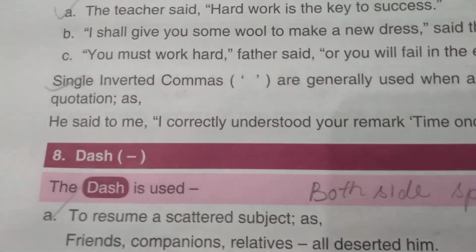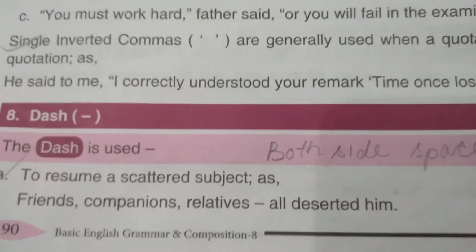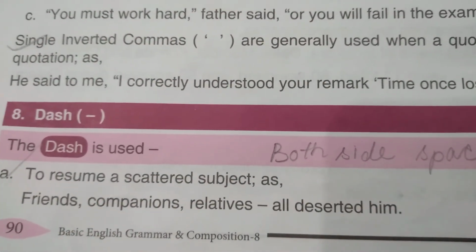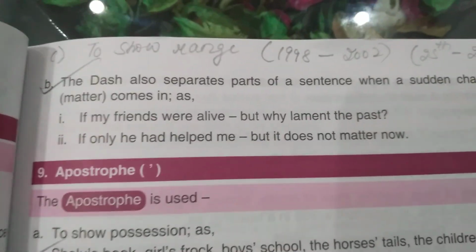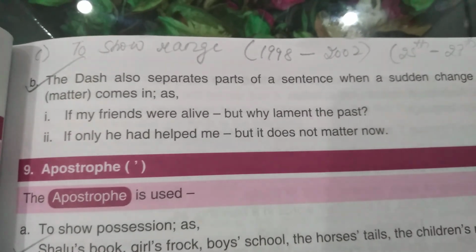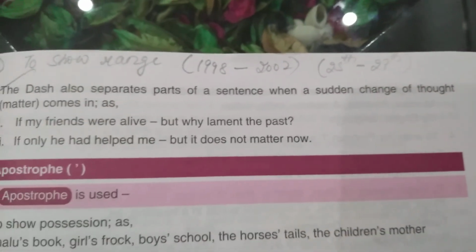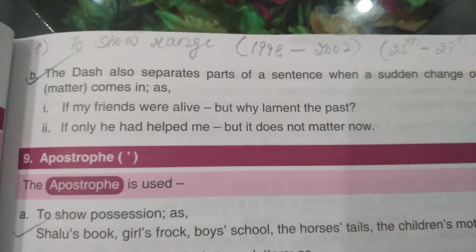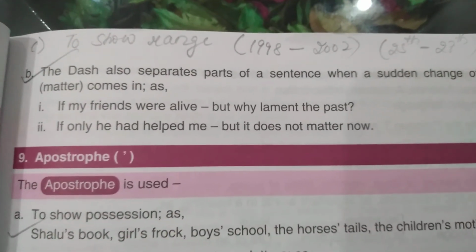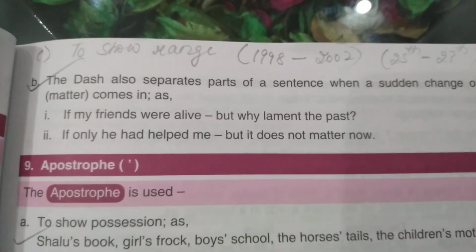Next is the dash. A dash is used to resume a scattered subject. For example, friends, companions, relatives, all deserted him. The next use is that it is also used to separate a part of a sentence when a sudden or abrupt change of thought comes in. For example, somebody is saying that if my friends were alive, but there is an abrupt change in his sentence and he says, but why do I lament the past?